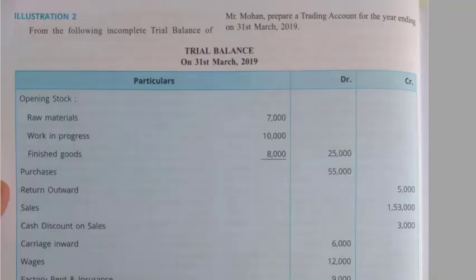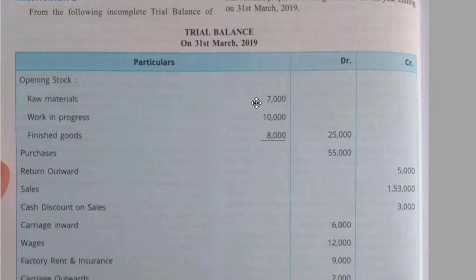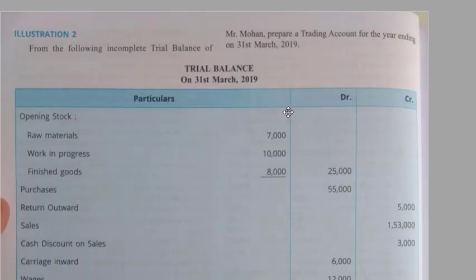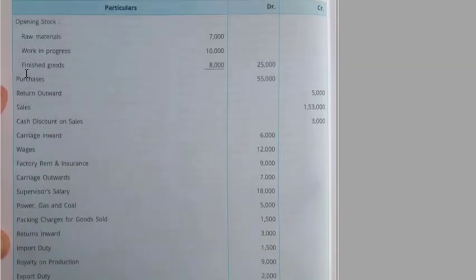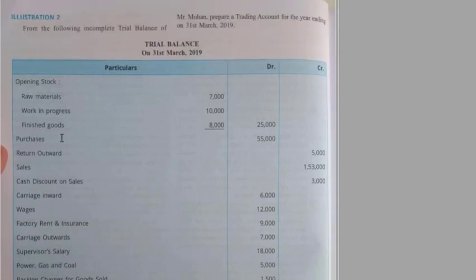Now here we have illustration 2, second example. From the following incomplete trial balance, we have to prepare the trading account. Here opening stock is given. In opening stock, raw material, work in progress and finished goods are given. So from this information we understand that this is for a manufacturing firm, right? Okay, so the cost is given.